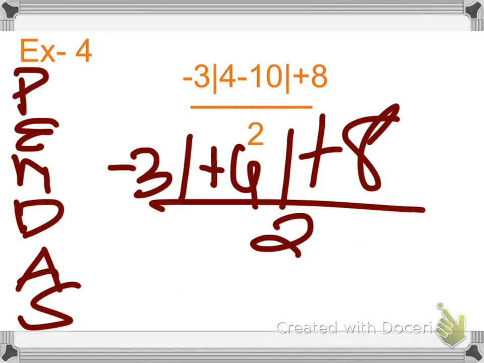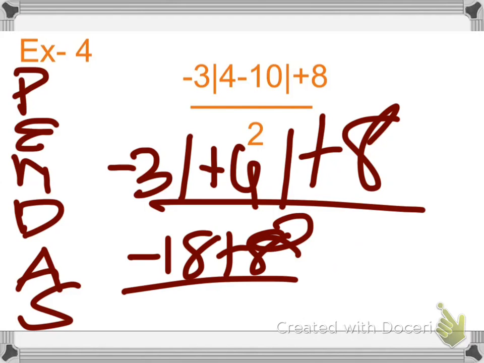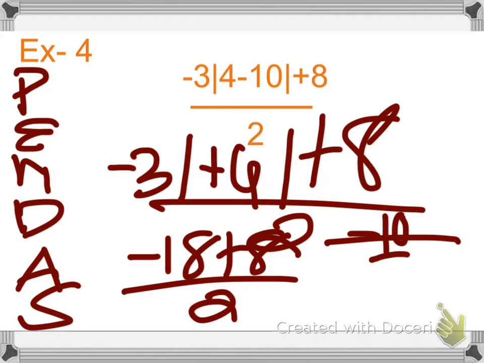Oops, I meant a positive 6. Now we evaluate, which would be negative 18 plus 8 over 2. Now we do negative 18 plus 8, which equals negative 10 over 2, which equals the answer, negative 5.